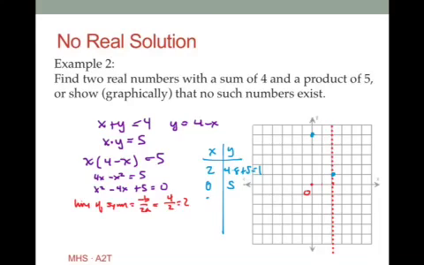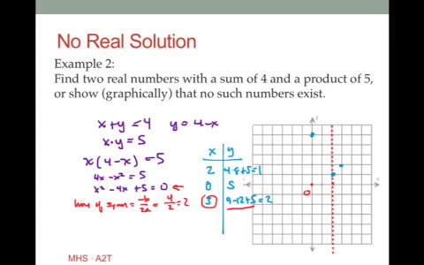Let's try 3. So now I'm to the right of the line of symmetry. I get 9 minus 12 plus 5 is equal to 2. Again, these numbers are coming from plugging 3 into this function, and seeing what I get. So 9 minus 12 plus 5 equals 2.